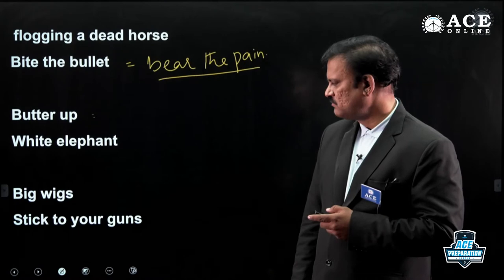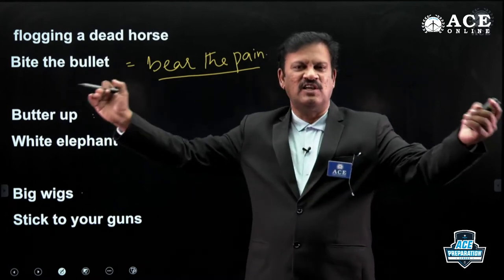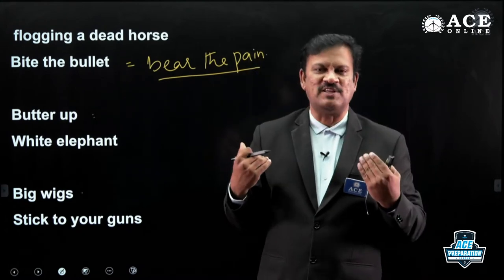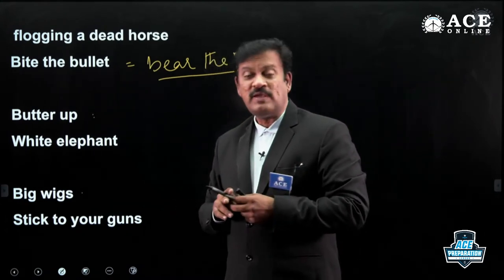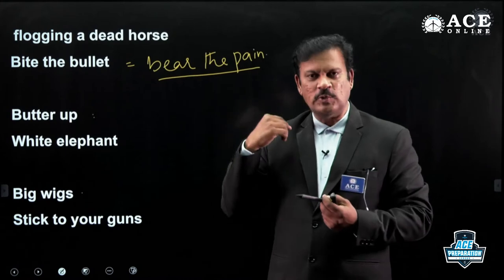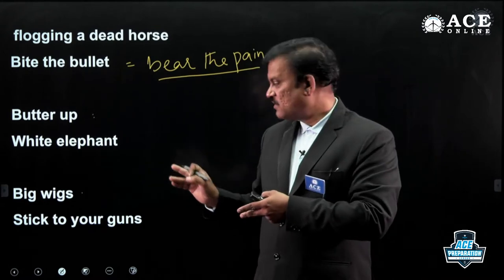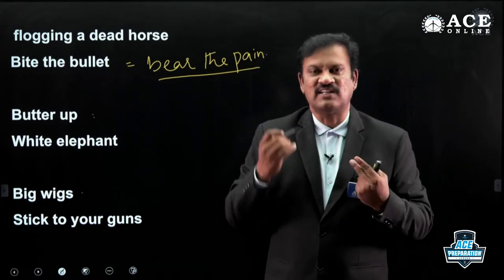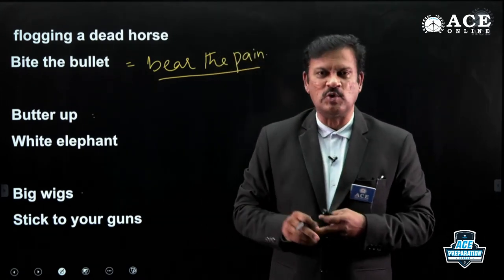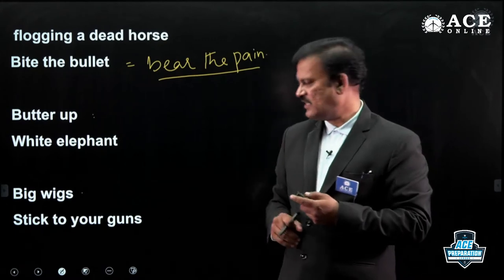Wigs. Guys, I'm sure you might have seen the pictures of judges, poets, and writers with white wigs. Those days, people used to wear wigs, like we wear blazers and ties. The bigger the position, the bigger the wig. So the wig gave the idea that this fellow is famous in society. That's the reason we say big wigs. Many big wigs are going to adorn this meeting, coming to the function. It means famous people in a society.